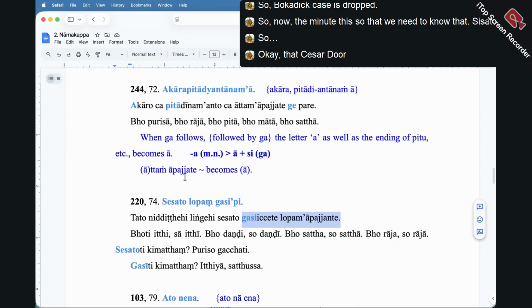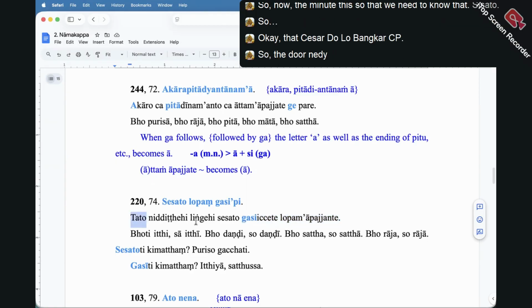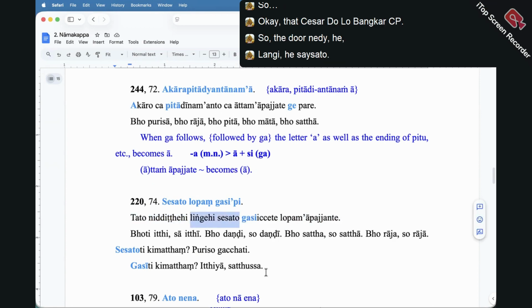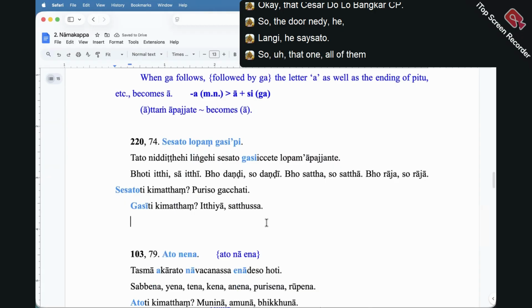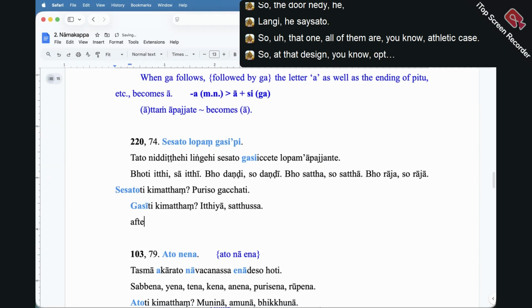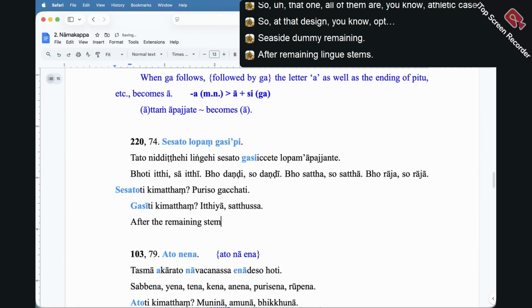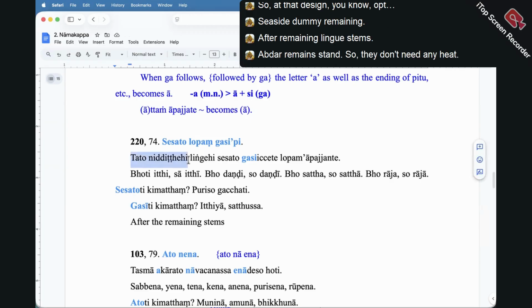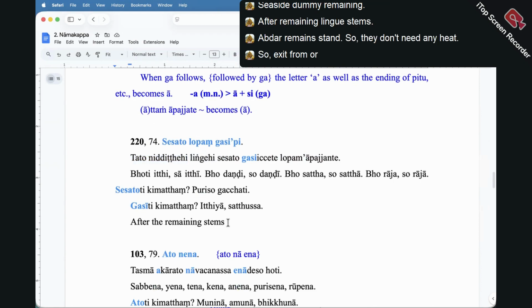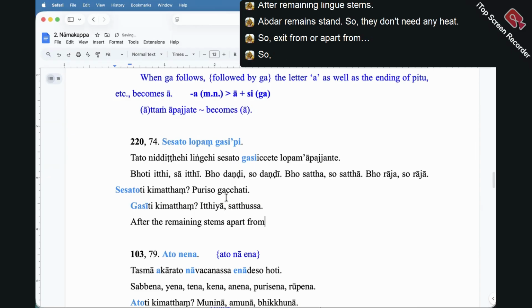Okay, that Sisa do lo bangasi B. So the do nede te hi lenge hi Sisa do. So that one, all of them are ablative case. So that is, after. Sisa do means remaining. After remaining lenge he stems. After remaining stems, so the don't need he. So except from or apart from. So the don't apart from those.